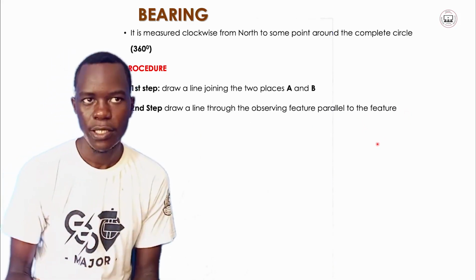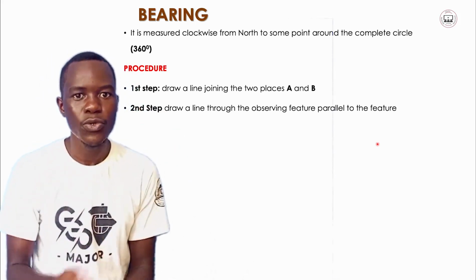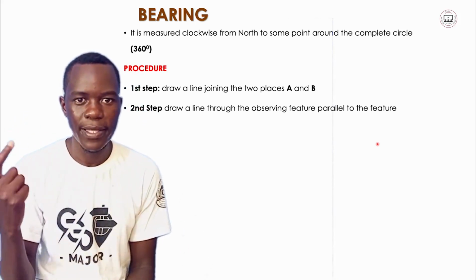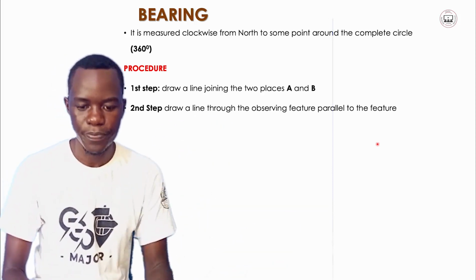So they can say maybe from A. So the parallel line will run in this way. So remember, you will have one line which joins A to B, and the second line, which is parallel, will be drawn from the point where it says from.